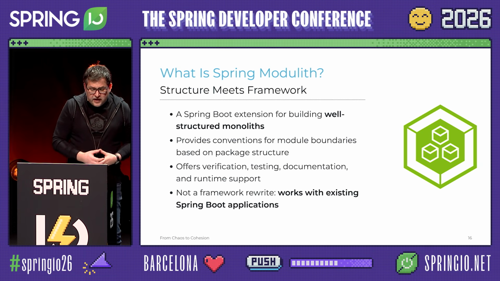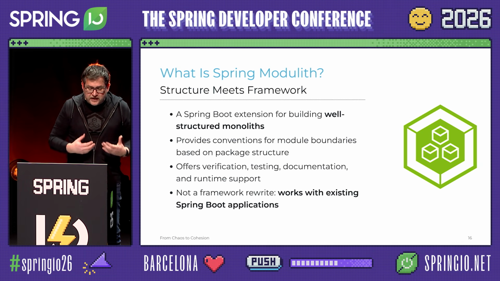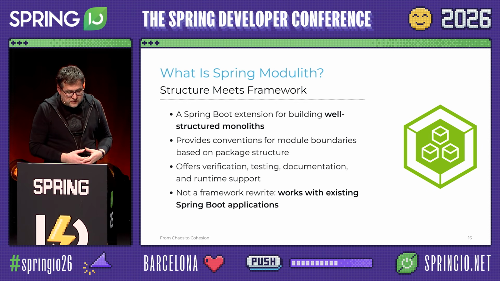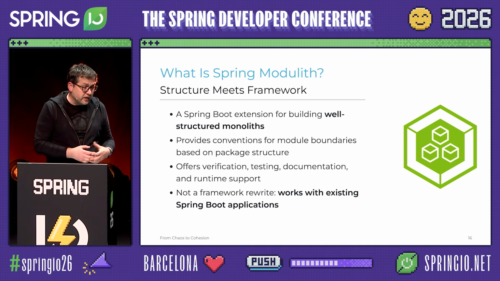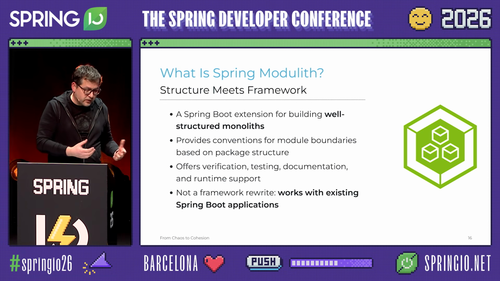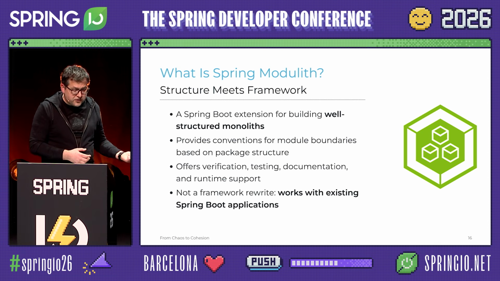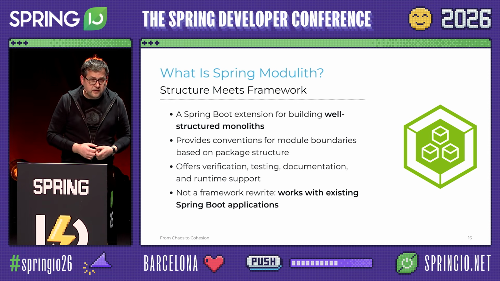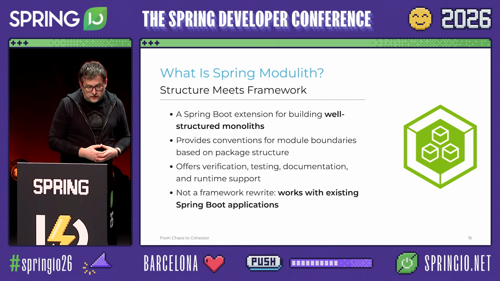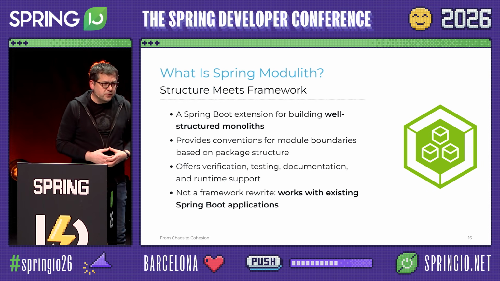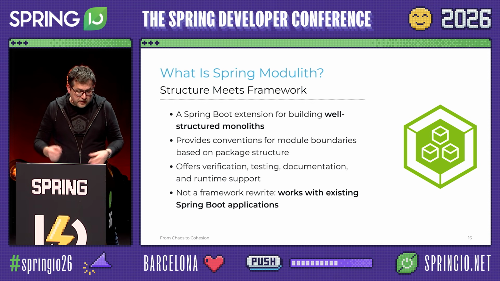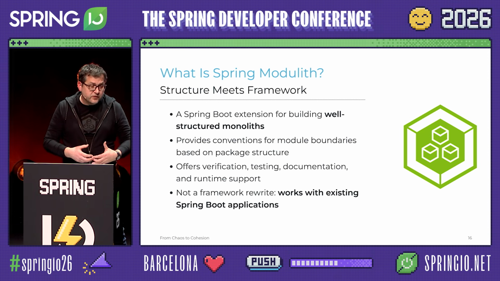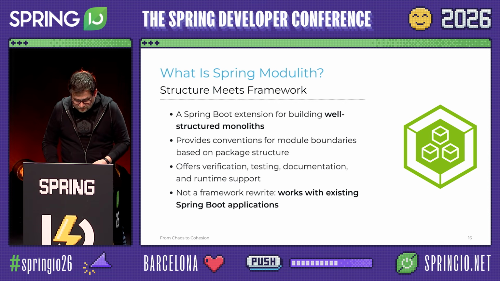But on the other hand, Spring Modulith brings in some nice extensions. It provides conventions for module boundaries based on package structure. It's just one convention, but you can also customize that if you want. It offers verification, testing, documentation, and also runtime support. And of course, it just works with regular Spring Boot apps. That's why it's so nice and simple and small, and just gives us some additional guidance on how to build a better application.